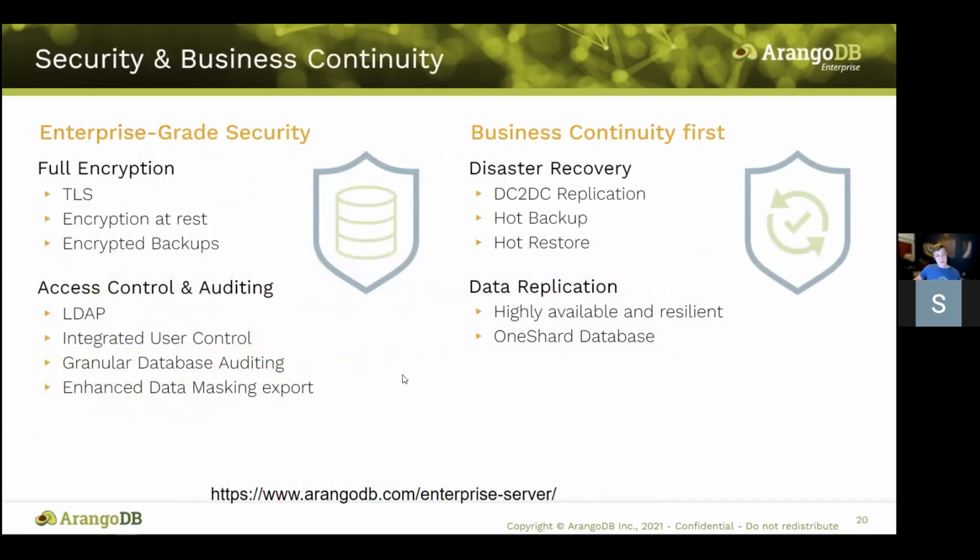Part of the enterprise side of this is that the ArangoDB enterprise edition offers enterprise-grade security. We have full encryption for TLS, encryption at rest, encrypted backups, as well as a number of access control and auditing features, disaster recovery, and data replication. All of this is also available through our Oasis. Actually, not available: all of the Oasis deployments utilize these security features. If you'd like to learn more about that, definitely look into our enterprise server through our website as well.